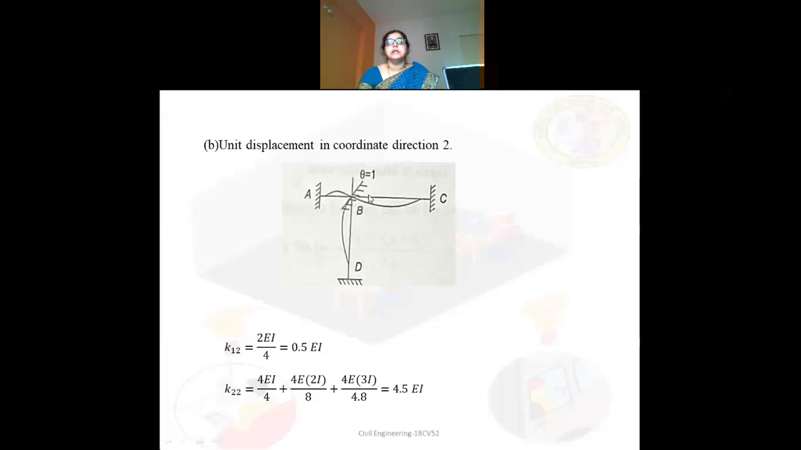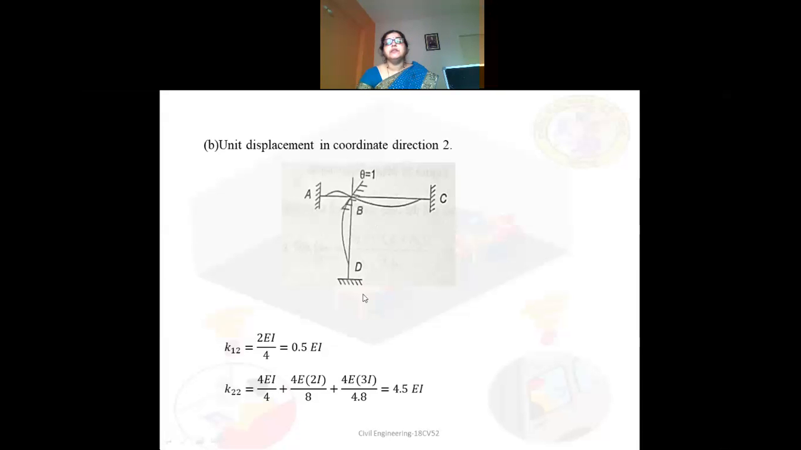Next, for span BC, if I do 2EI by L into 2 theta B plus theta C minus 3 delta by L, theta C is also 0, delta is also 0. So what is the answer we are going to get? We are going to get 4E into 2I divided by 8, since the I value is 2I here.